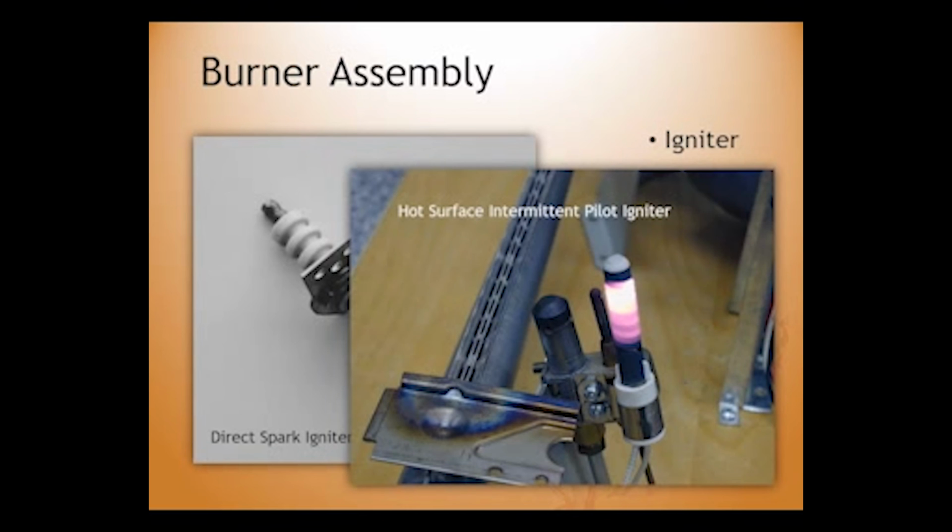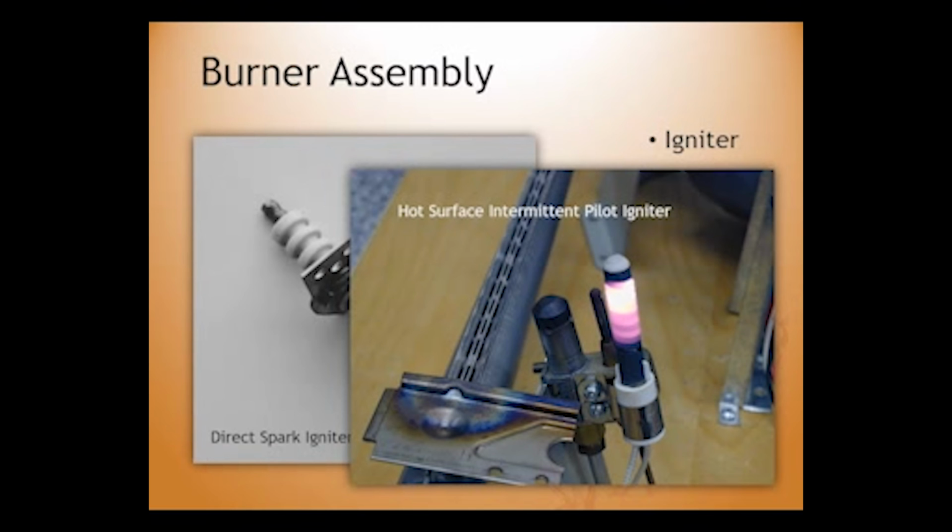The other type we have is a hot surface igniter. And within the hot surface igniter, we also have two different styles. The first one is the intermittent pilot igniter, which works off a 120 volt operation and will heat up to 980 degrees Celsius. This only runs for a few seconds in order to light the pilot flame. Then the pilot flame will ignite the main burners.